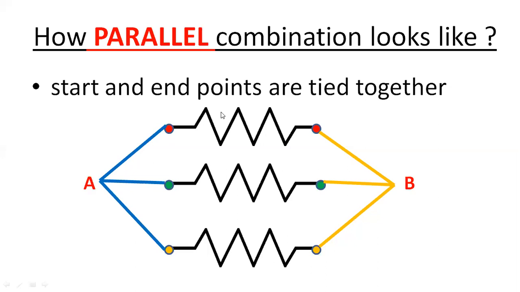What is the main difference between series and parallel? In series, I connected end to the start. But in this case, all the starting points are at one side, all the ending points are at one side. This is called a parallel combination. Okay? So give me response in chat box. Have you understood what is the basic difference between series and parallel?